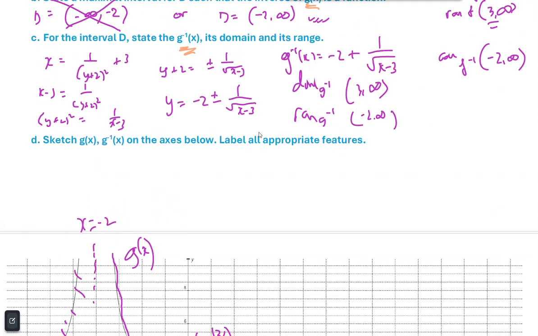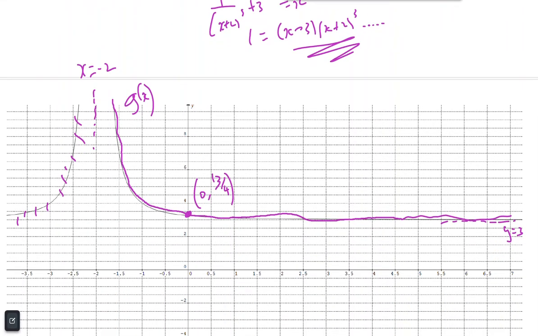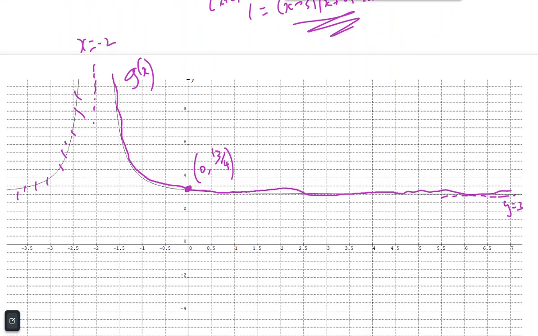And to find the intersection point, 1 on top of x plus 2 squared plus 3 equals x. And that's going to be 1 equals x minus 3 times x plus 2 cubed. That's going to be a pretty awful cubic. And in exam 1, they wouldn't expect you to solve that. So I'm going to use the calculator to give me that answer.